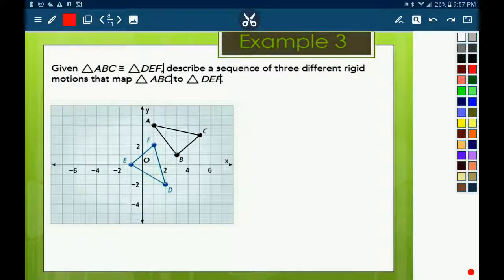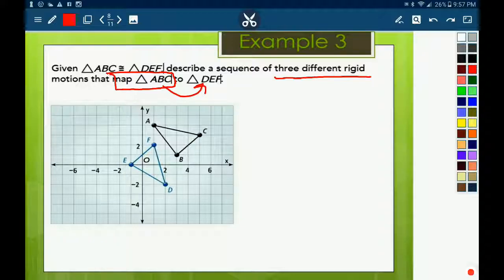Alright, so in this last example, we're still going to prove two triangles are congruent using the rigid motions, but this time they tell us they want 3 different rigid motions. So we're going to have to think of 3 different movements to get ABC to sit on top of DEF or vice versa. And it does say in the directions we want to map triangle ABC to DEF. So make sure you're following the directions.